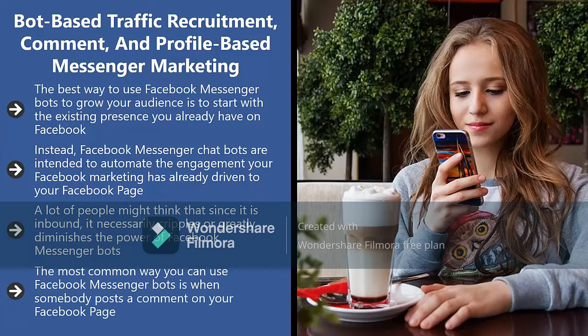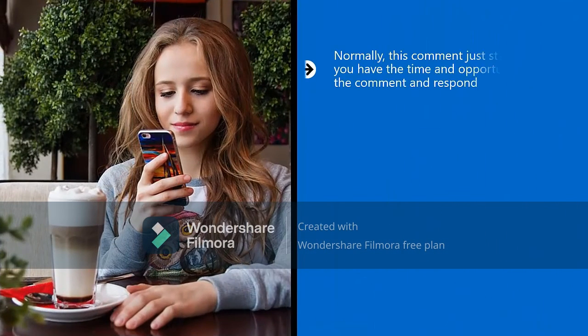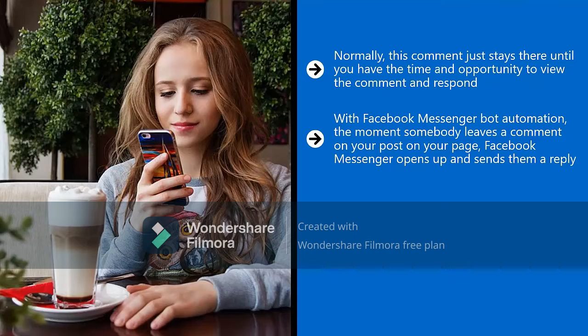The most common way you can use Facebook Messenger bots is when somebody posts a comment on your Facebook page. You have many posts on your page and somebody visiting your page leaves a comment. Normally, this comment just stays there until you have the time and opportunity to view the comment and respond. Usually, business owners would respond with another comment. With Facebook Messenger bot automation, the moment somebody leaves a comment on your post on your page, Facebook Messenger opens up and sends them a reply.